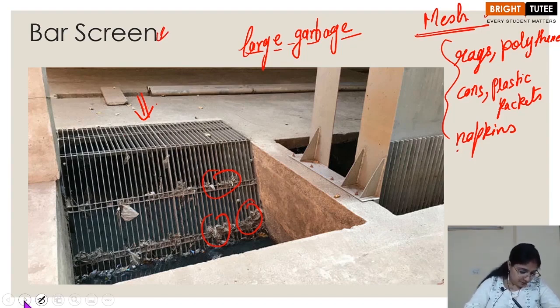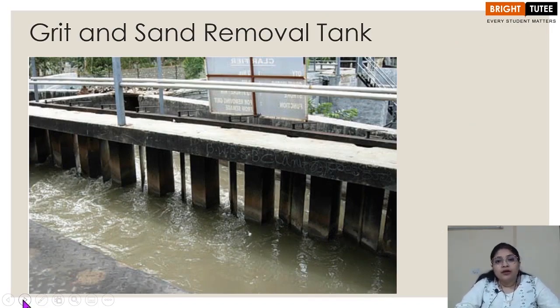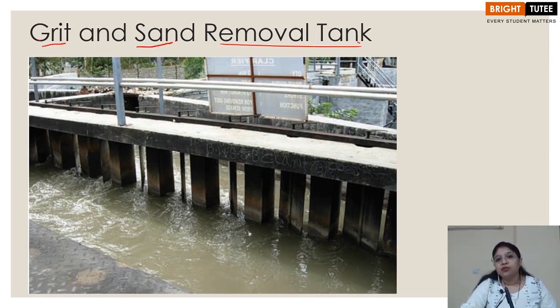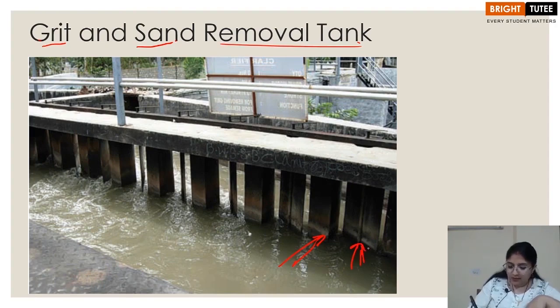Then the water goes to the grit and sand removal tank, right? So the water goes into the grit and sand removal tanks. Over here, the speed of incoming water is decreased. How is it decreased? With the help of these kinds of pillars which are there.